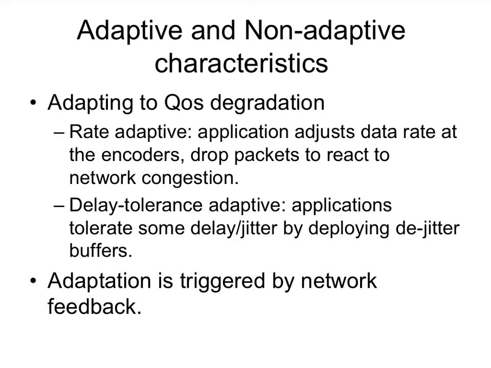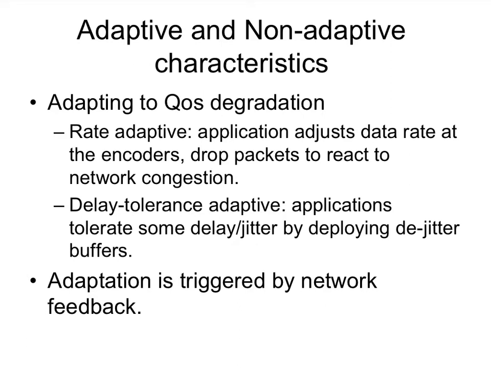For rate adaptive, we have two things we need to discuss here. First, we have to know what triggers the adaptation, and then once we get the trigger, how do we react to that? Okay. So as we said before, the trigger comes from either the network or the receiver.